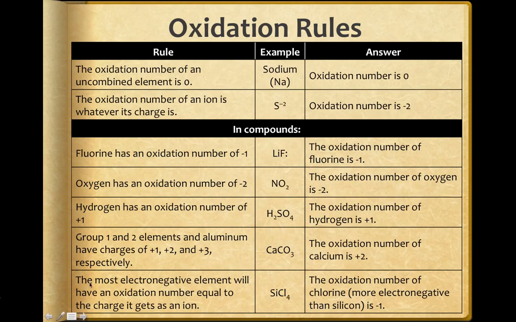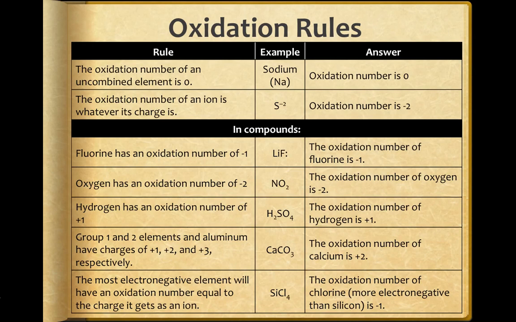Group 1 and 2 elements, that's your alkali metals and your alkaline earth metals, and aluminum have charges of +1, +2, +3 respectively. So group 1 has +1, group 2 has +2, and aluminum has +3. So if you see those in there, for instance, calcium, oh, calcium's in group 2, it has an oxidation number of +2. No problem. The last one is a little bit more tricky.